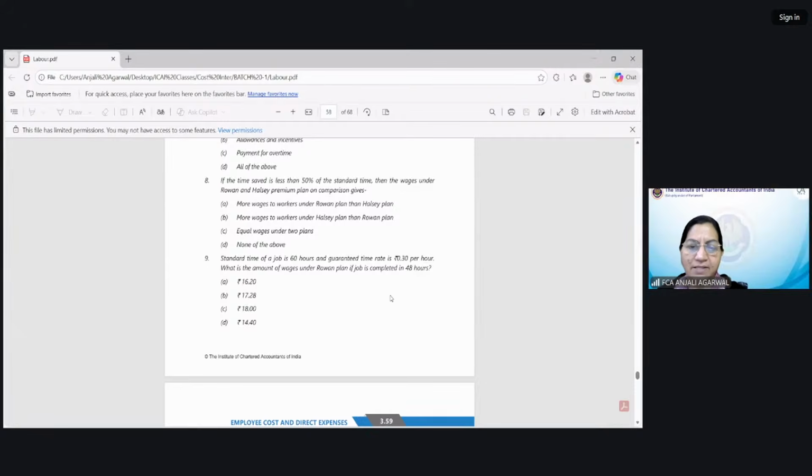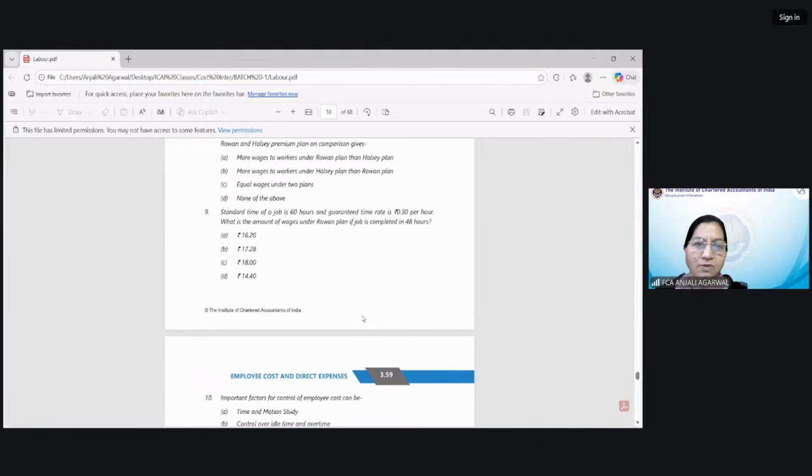Reason is Halsey applies it on time saved. Rowan applies it on actual wages or actual hours. So for Rowan, even when initially the proportion is small, actual wages are high. And in the later stages, even when the proportion is high, like 80% bonus, 90% bonus, because time saved is very high, it is applicable on a smaller figure or a smaller amount. So the bonus does not keep on increasing.